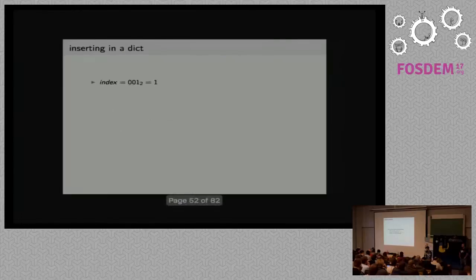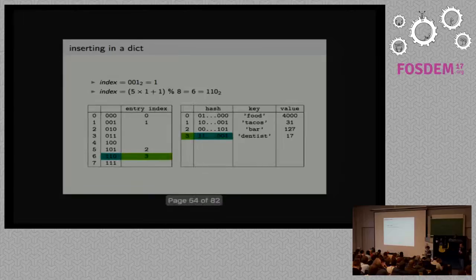So let's go back to our example. Inserting, we have our hash colliding at 001. In base 2 and base 10, this gives us 1. 5 times 1 plus 1 modulo 8 is 6, which in base 2 gives 110. So now we go into the indices table. 110 is free, so we can add our new entry. So everyone's happy. We have both tacos and dentist, so we can just keep going.